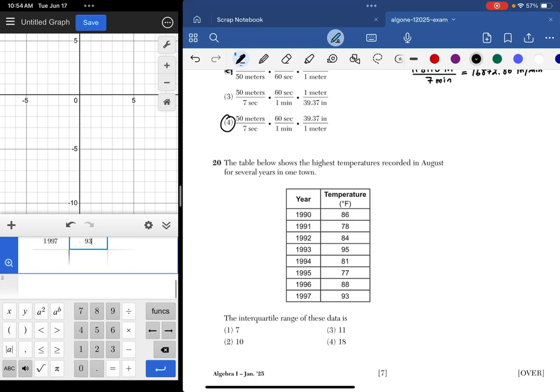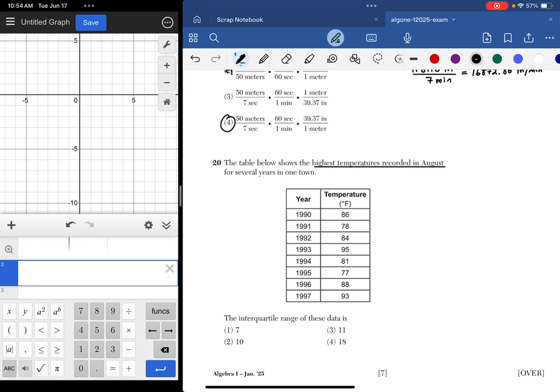All right, now they want the interquartile range. Oh, actually, apologies. We didn't have to put the years in because we only care about the temperatures. If I were doing a correlation, I would need both columns. But here, I just want to find the interquartile range for this information.